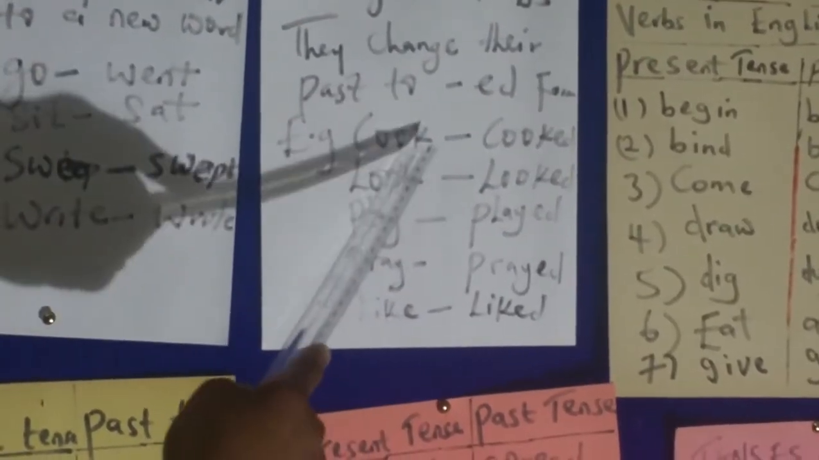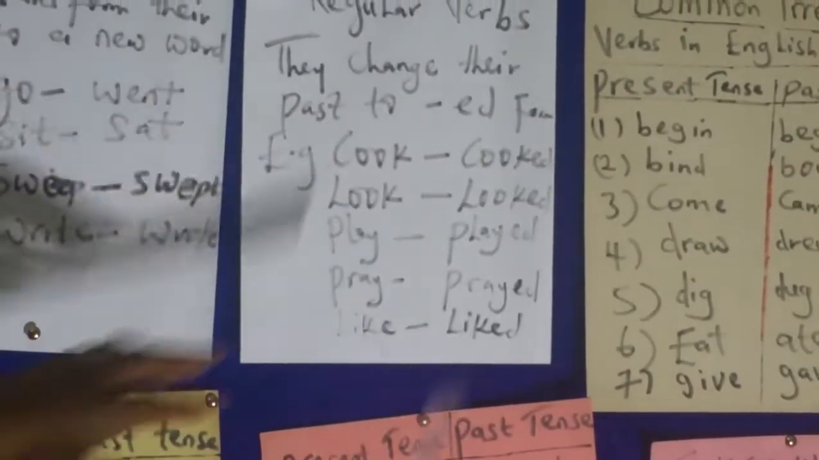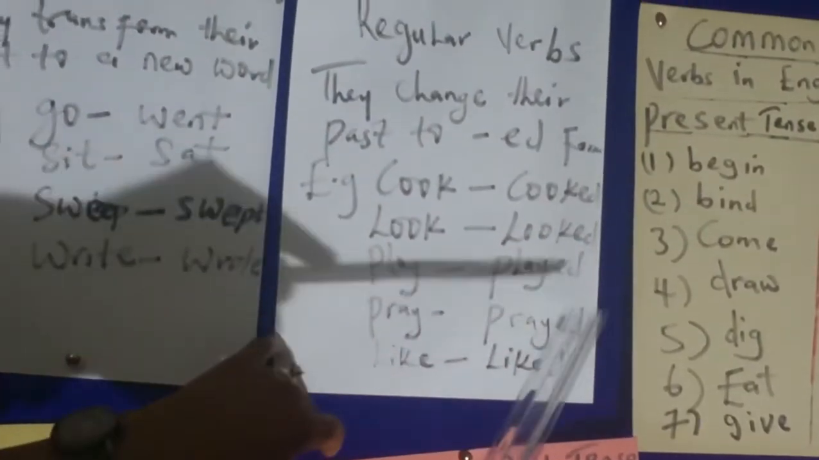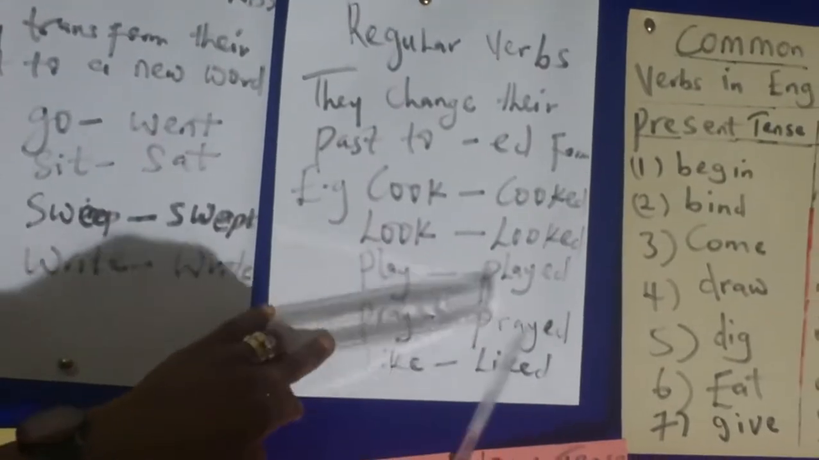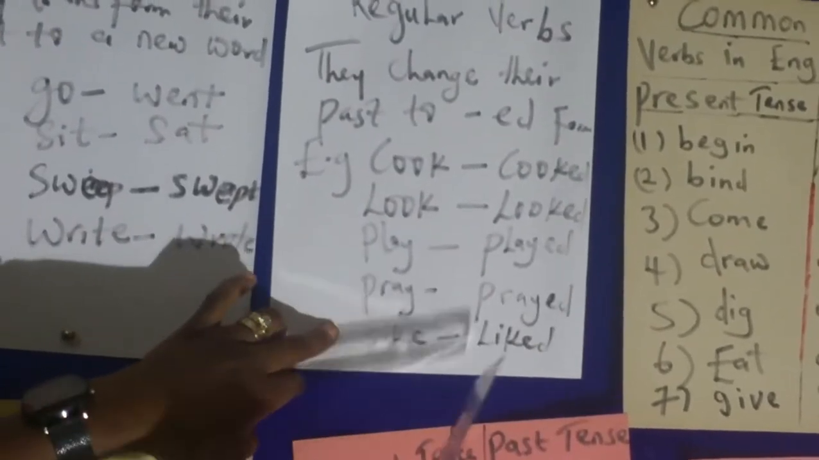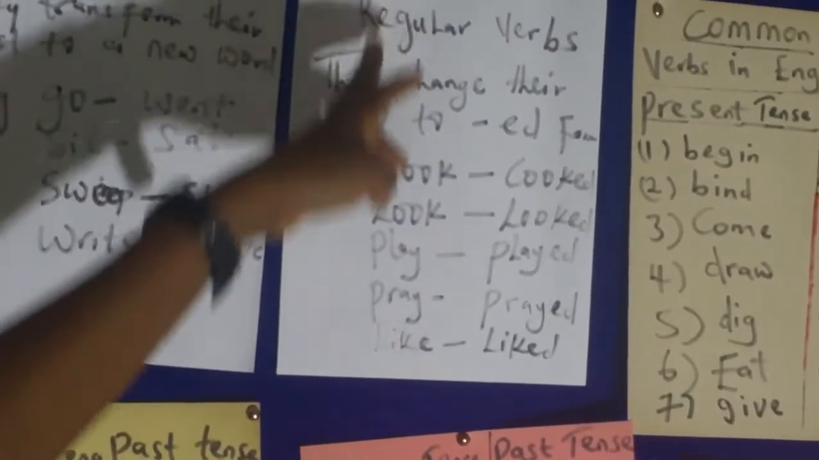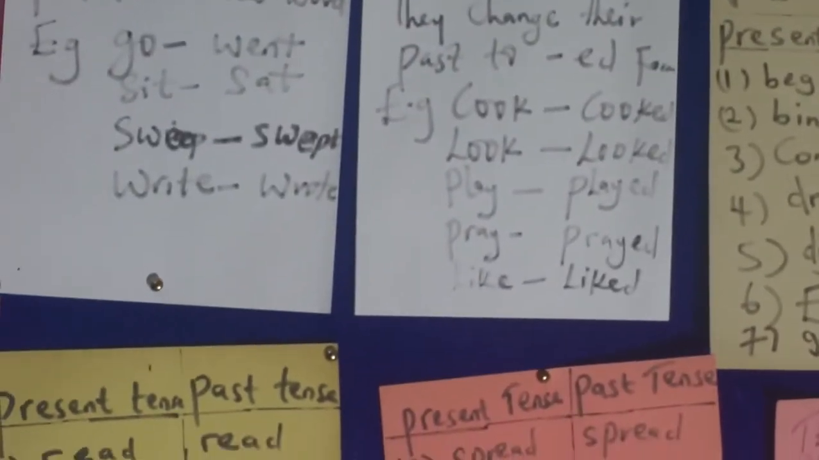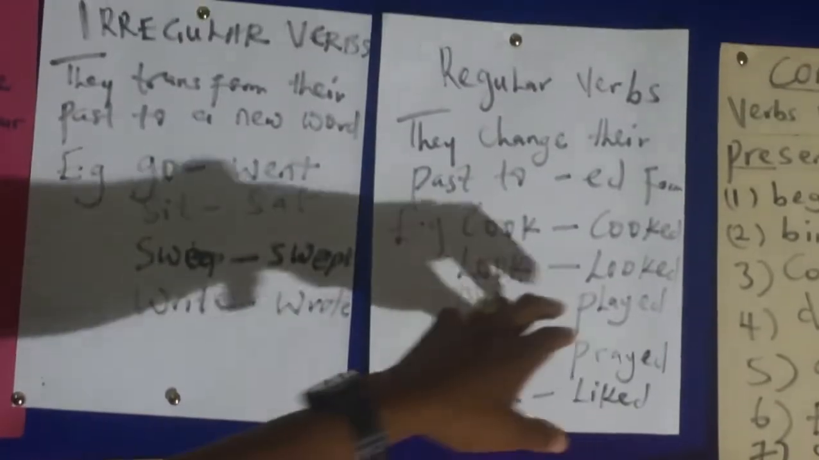So here we have cook, cooked. Here we have look, looked. Play, played. Pray, prayed. Like, liked. They are called regular verbs. So whenever a verb is transformed to ed form, in English it is called a regular verb.